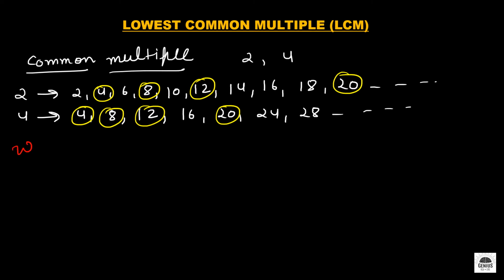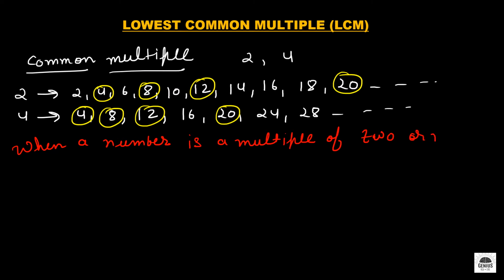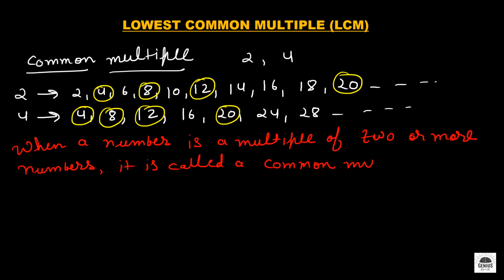When a number is a multiple of two or more numbers, it is called a common multiple.